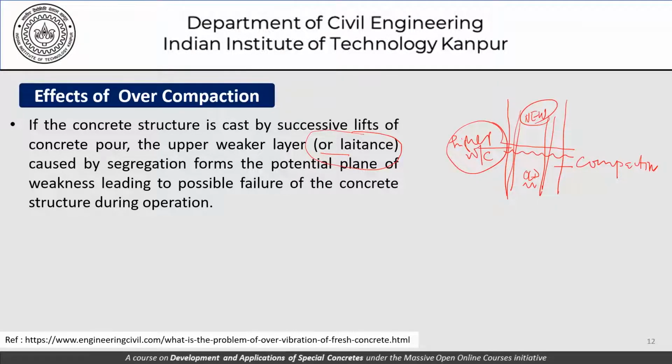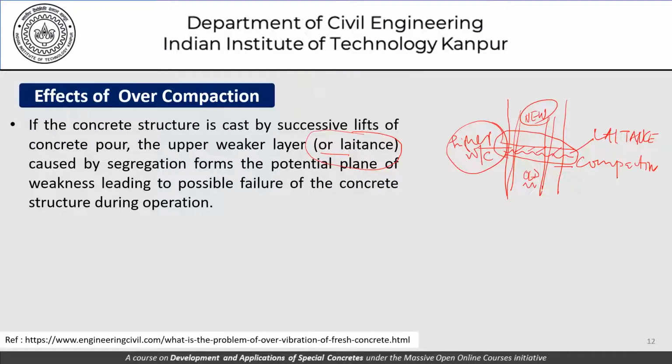So this concrete here is what is being called laitance and needs to be removed before we can resume the construction activities in the subsequent pours. So this is what we are talking about here as far as lifts are concerned. When concrete is being constructed using lifts, the upper weaker layer or laitance caused by segregation forms the potential plane of weakness, leading to possible failure of the concrete structure during operation. So this laitance or this layer of concrete needs to be removed to be replaced by the fresh concrete that we have.